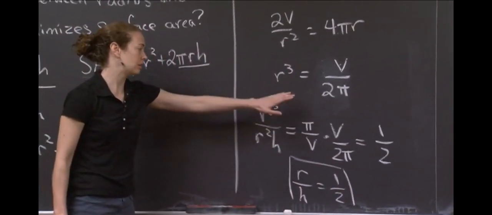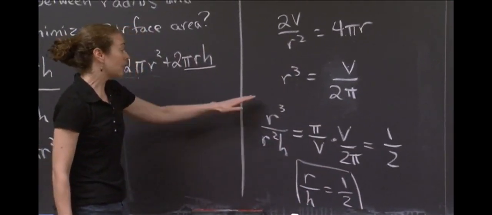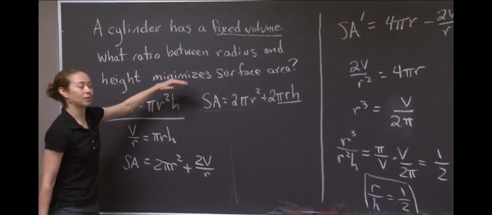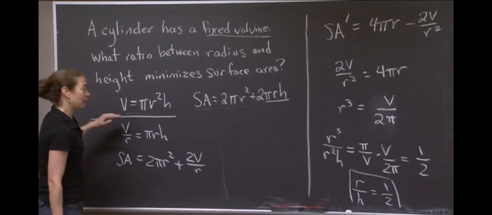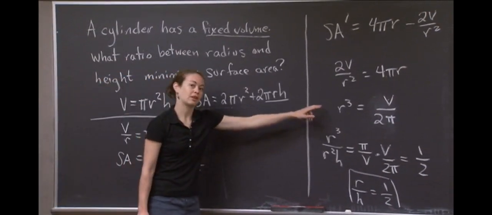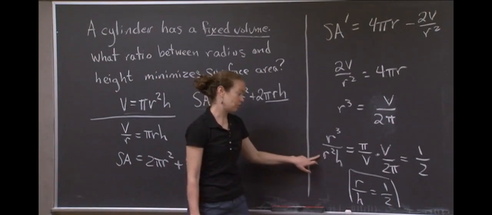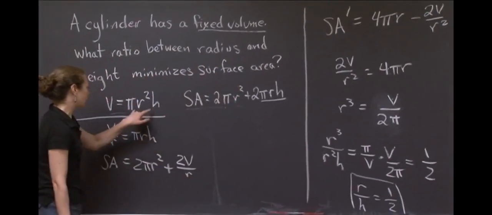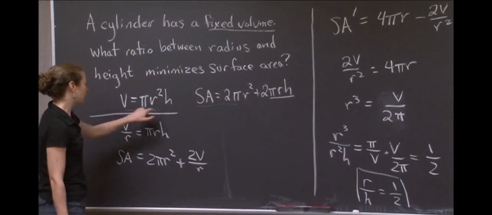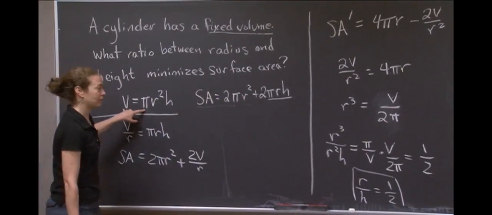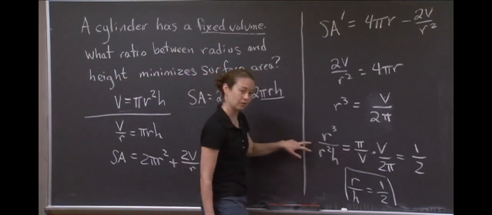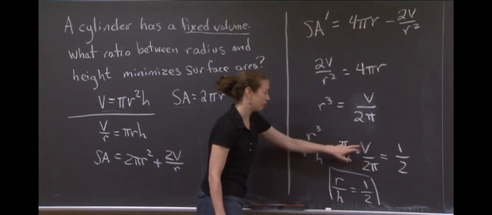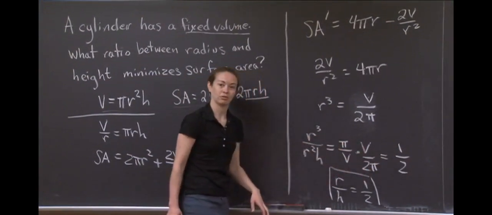Let me one more time explain what we were doing here. In the end, the question just asked, what is the ratio between radius and height that minimizes surface area? And I had an r cubed. I wanted to get r divided by h. So I divided by r squared and then h again. But r squared h is v over pi. So if I divide by r squared h, I'm dividing by v over pi. So I can do on the right-hand side the same thing that I do on the left. I divide it by v over pi, which is multiplying by pi over v. The pi's divide out, the v's divide out, and I'm left with 1/2.